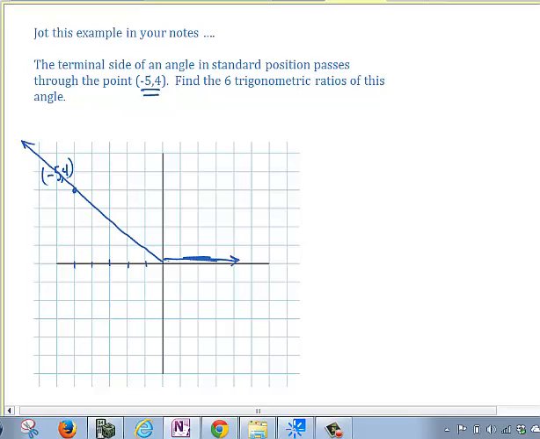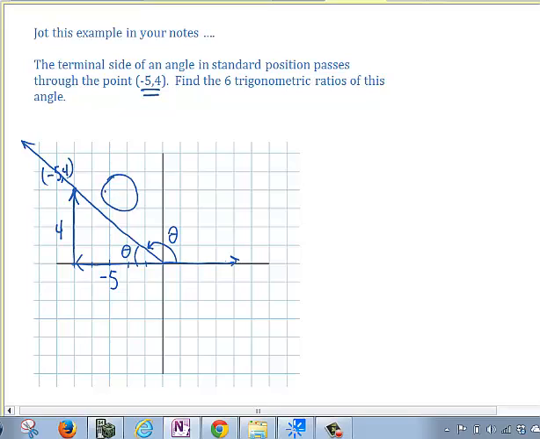I'm just going to draw that initial side again. And this is the angle theta, but this is the reference angle. The reference angle is always the angle that has the x-axis and the acute angle with the terminal side. So our sides would be: this side would equal 4, this side would equal negative 5, and then we have to use our Pythagorean theorem to find the missing side.